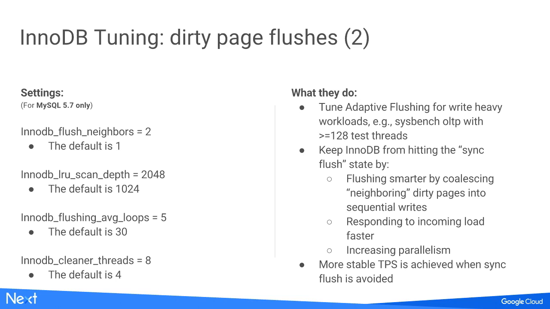So here's a set of 4 settings we tuned to help tackle this problem. They attack this problem from different angles. The first one makes the flush smarter. It always tries to flush a contiguous region of 1 megabyte of data rather than a bunch of random writes. The second one makes the flush do more work per iteration. It will scan more pages in the LRU tree. The third one makes the flush respond faster to the incoming load. And the fourth one increases the parallelism of the flush.